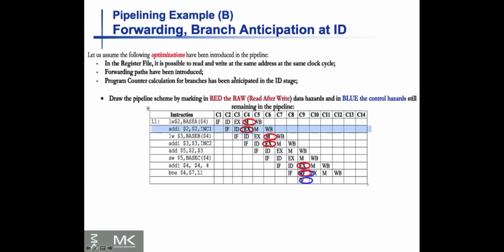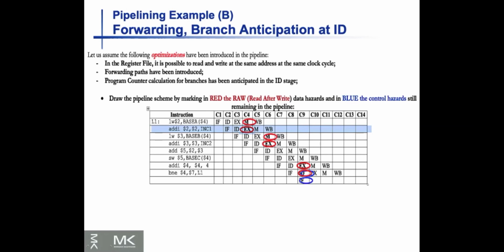Forwarding paths have been introduced. So now you know that forwarding is on. You just make sure that the load can only be forwarded from memory and the rest can be forwarded from execution. For the branches, we have another optimization, where program counter calculation for branches has been anticipated to the ID stage. So instead of putting 3 stalls or bubbles to make it work at IF, now we can pass 1 and bring it towards ID. And also we can use forwarding as well. That would effectively reduce 3 to 1 for us.